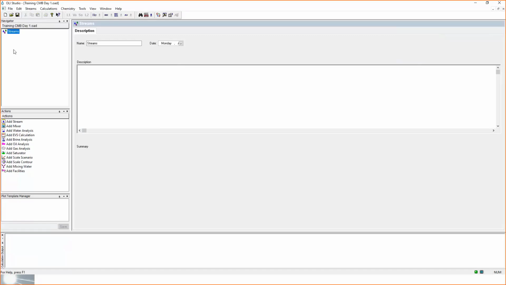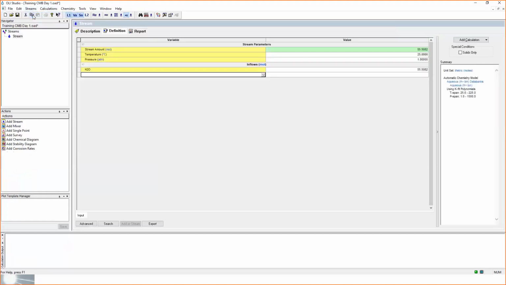So the first thing we are going to do here is add a stream. There are two options to do that. You can go to the Actions pane and double-click on it, or you can go to the menu bar and click Streams, Add Stream. Now you'll see that you have a workspace where you can start entering your data.